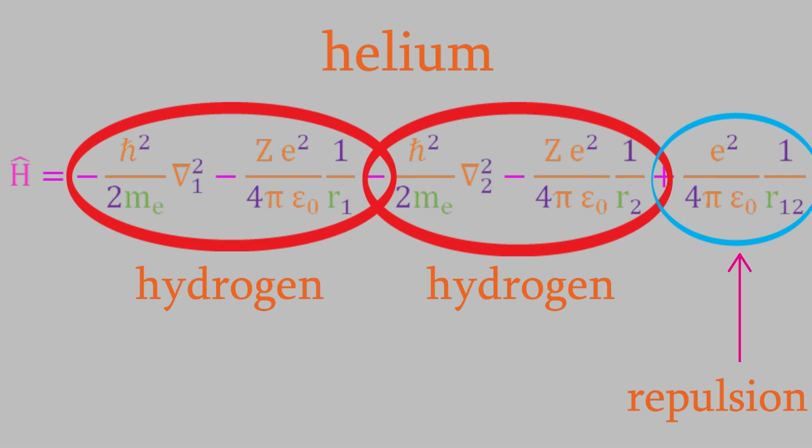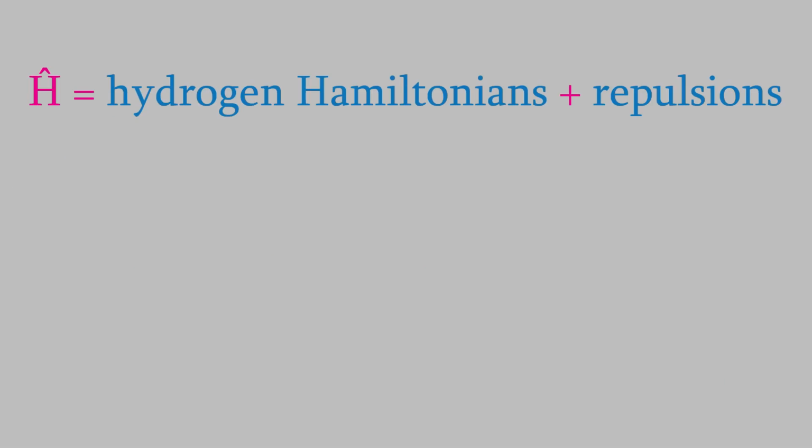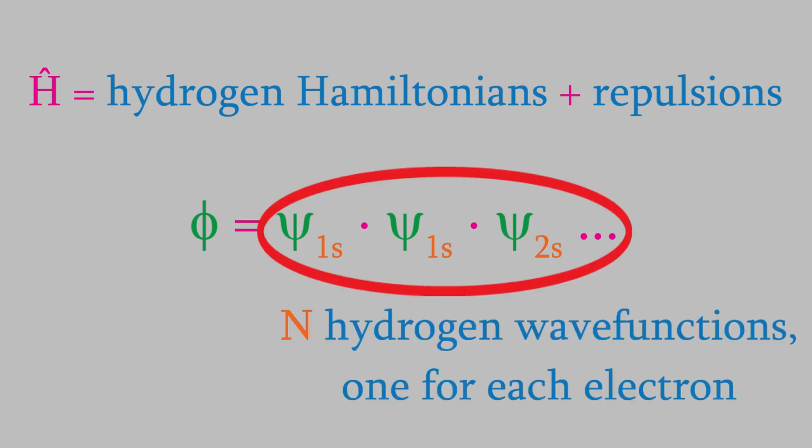Since the first group of terms in the Hamiltonian for a large atom containing n electrons is just like a sum of Hamiltonians for n different hydrogen atoms, maybe a good trial wave function would be the product of different hydrogen wave functions, one for each electron.